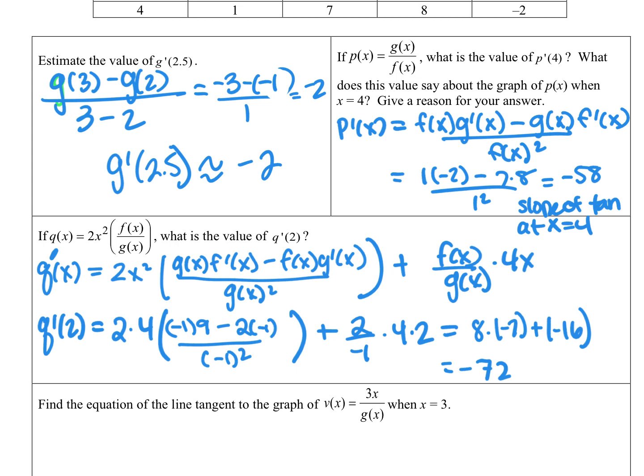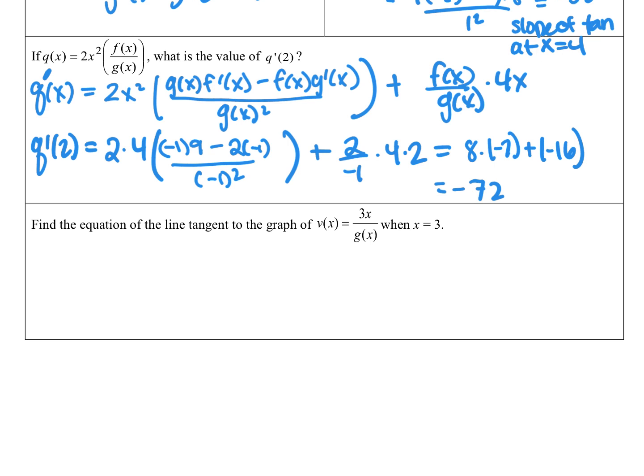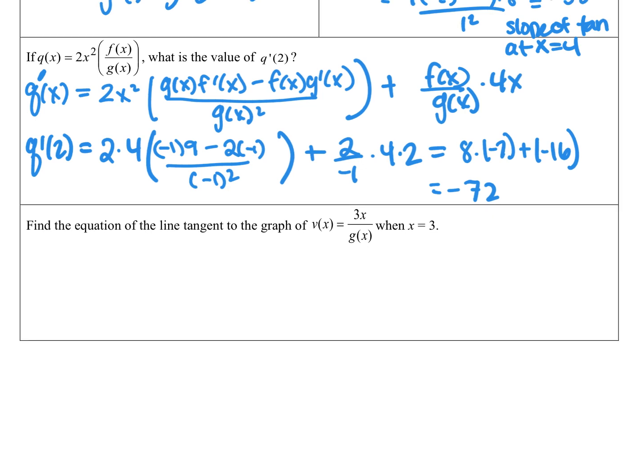All right, I want you to finish it off by doing the last one on your own. You're going to find the slope of the tangent line, you'll need the derivative. To find the point, you'll need v at 3.